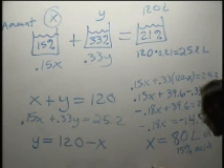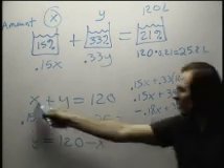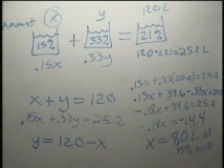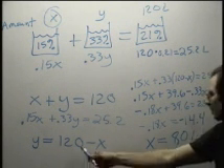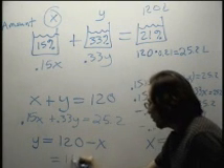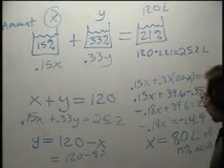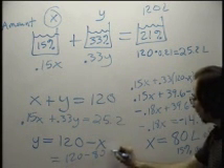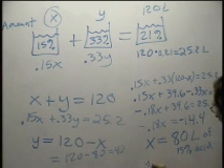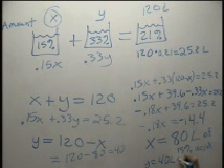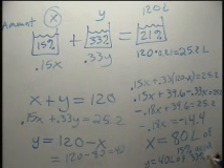which means Y, well, X plus Y equals 120, or Y equals 120 minus X. So 120 minus 80 is going to give me 40, and so Y is going to be 40 liters of the 33% acid.